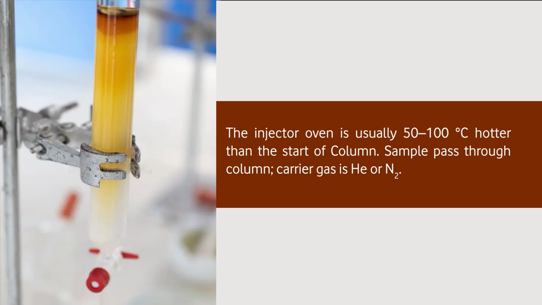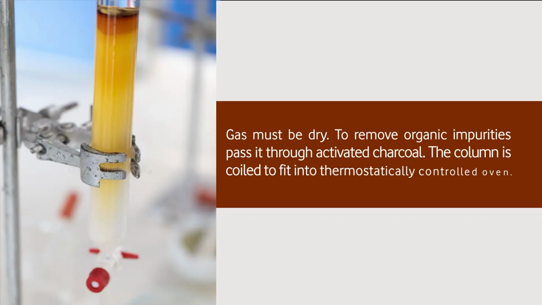The injector oven is about 50 to 100 degrees centigrade hotter than the start of the column, so that the material remains in gas form. The mobile phase is generally helium or nitrogen. The gas that we use as a mobile phase must be dry, so all organic impurities must be removed by passing it through activated charcoal. All gas chromatography equipment is designed in such a way that only dry gas gets into the chromatograph.